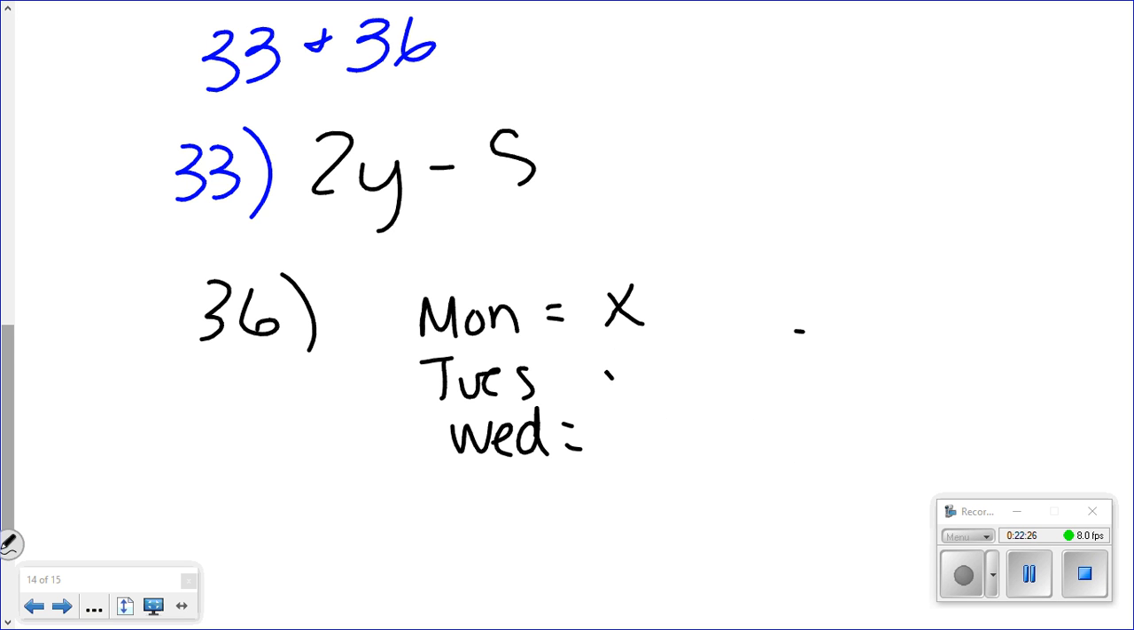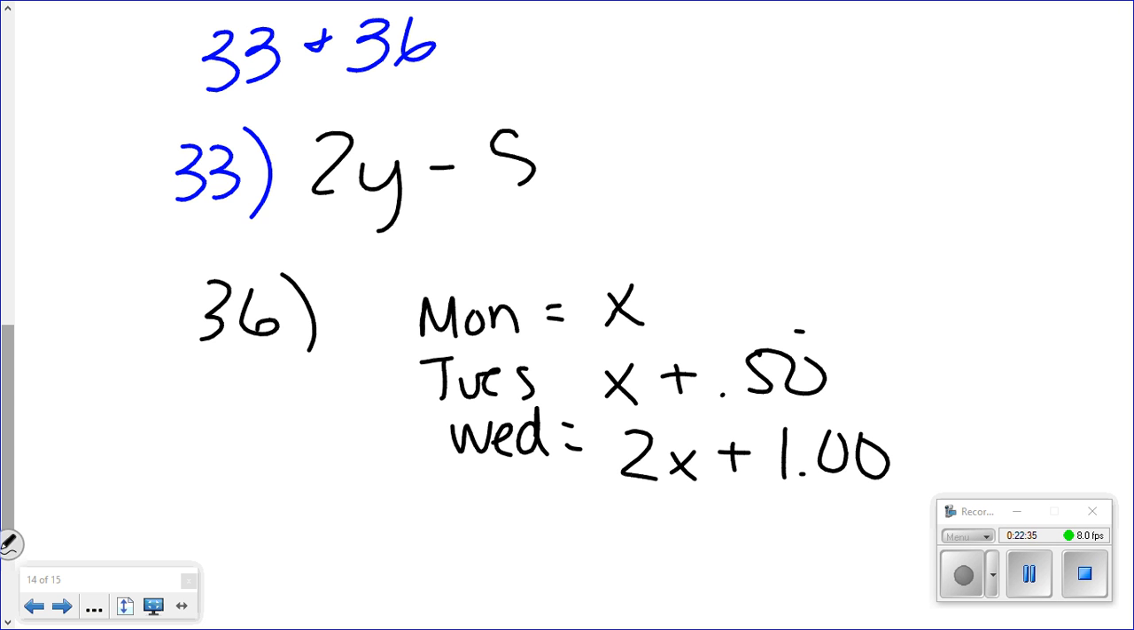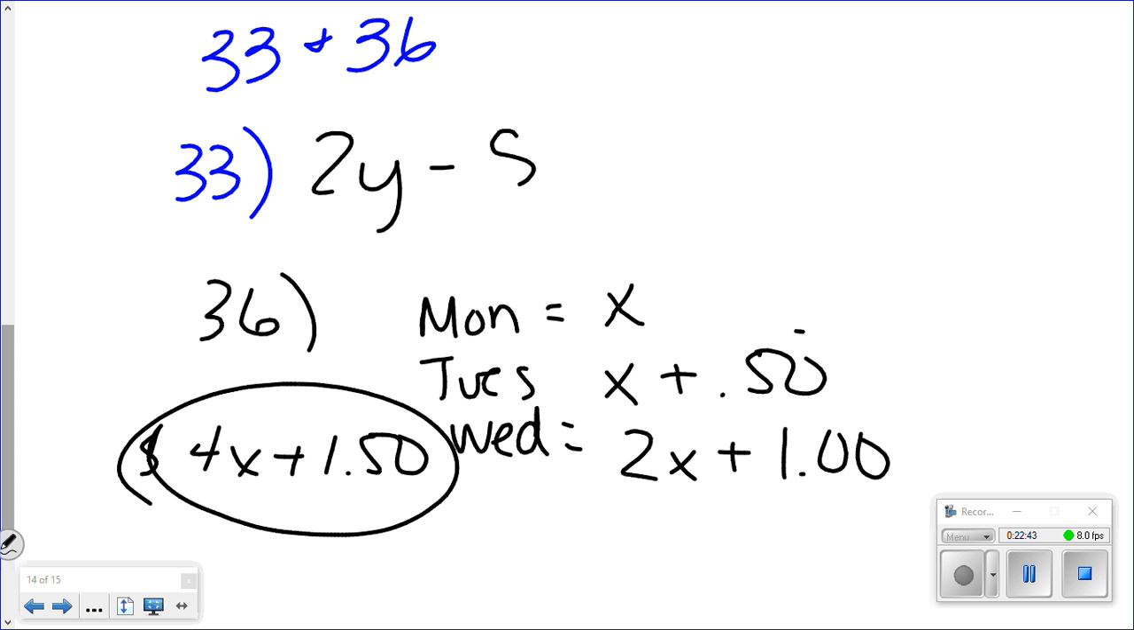So x was the amount spent Monday, and then if we double everything, we're going to double this and double this. This is what it looks like. Now if you add everything together, you should get 4x's plus your $1.50. That should be your answer. Okay? Does that make sense now? You probably did good on Monday and Tuesday. That Monday was a hard one.